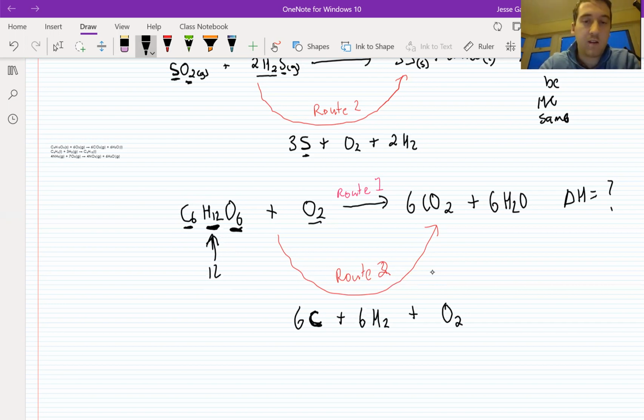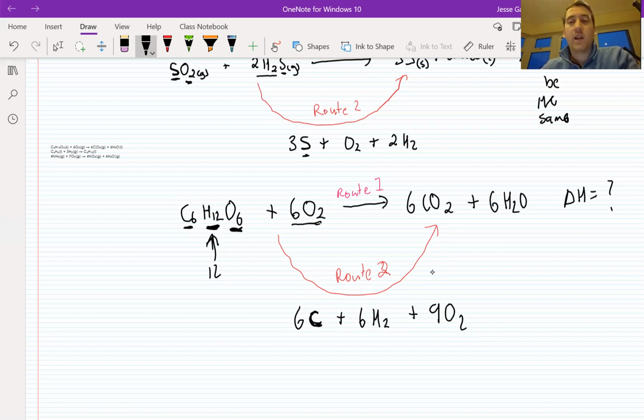I'm missing something here. This is actually 6 O2. I knew I was missing something. So I've got 6 here, and I've got 6 times 2, which is 12 here. I've got 18 oxygens in the reactants. That means I'm going to have 9 O2s in the reactants when it breaks up.